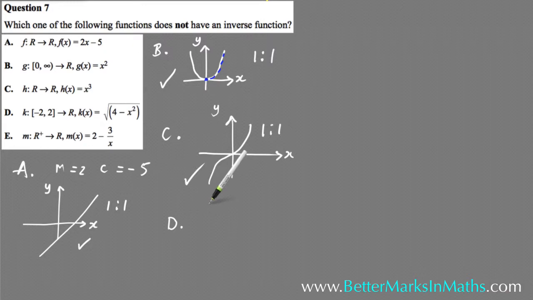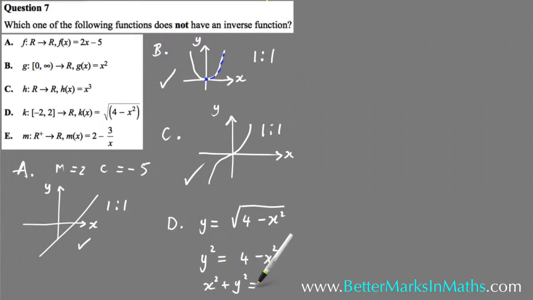So looking at D, this k function with this domain, I'm just going to make y equal to the square root of 4 minus x squared. So what you can do with this is square both sides and you get y squared equals 4 minus x squared. And then add x squared to both sides and you get x squared plus y squared equals 4.